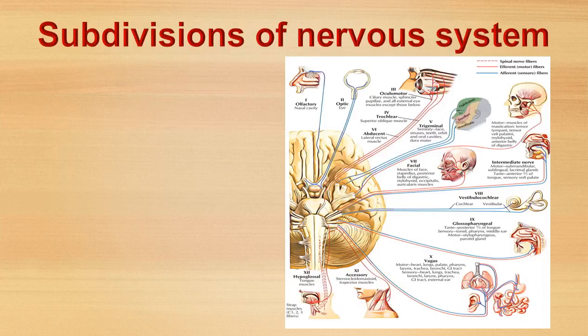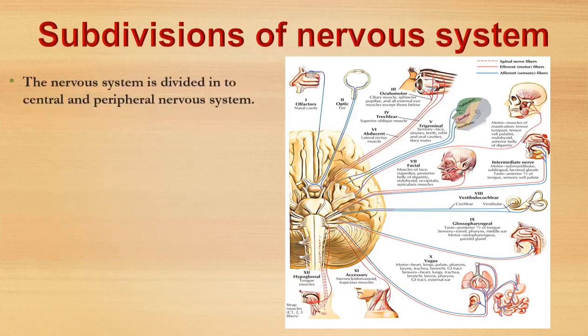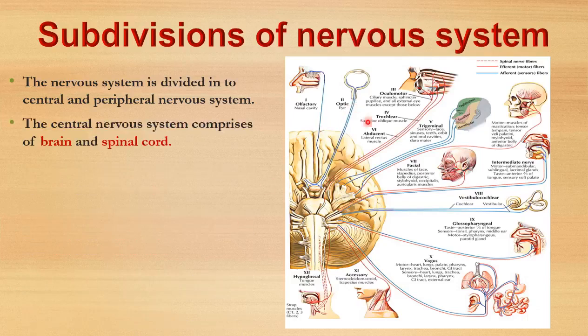Coming to the subdivisions of the nervous system, the nervous system is broadly classified into the central nervous system and the peripheral nervous system. The central nervous system mainly constitutes your brain and the spinal cord. You are able to see the base of the brain, the cerebrum, the cerebellum and the brain stem, and it continues down as the spinal cord, a thick long neural tube, approximately 45 centimeters in length.